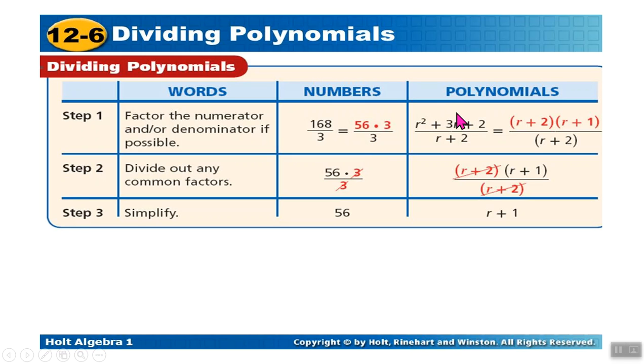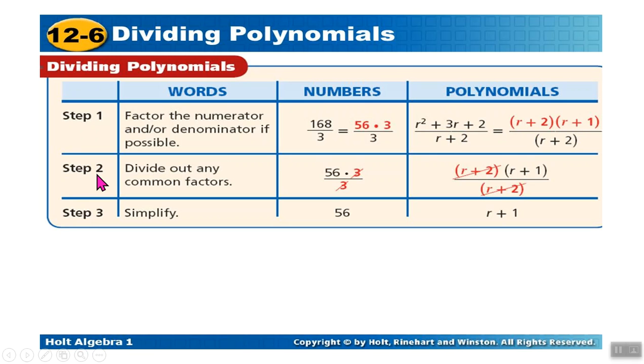Now, in polynomials, we have to factorize the numerator and the denominator if it is possible. The numerator is a quadratic polynomial, 3 terms. How do we factorize this polynomial? We open 2 parentheses. We factorize the r squared by r times r. Then we search for 2 numbers that multiply to give 2 and add to give 3. The 2 numbers are positive 2 and positive 1.